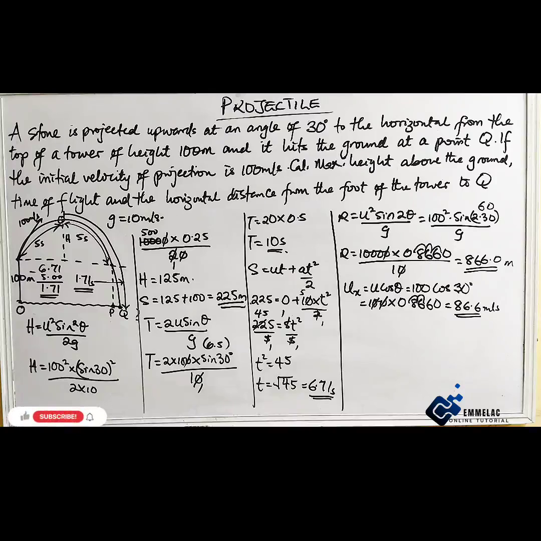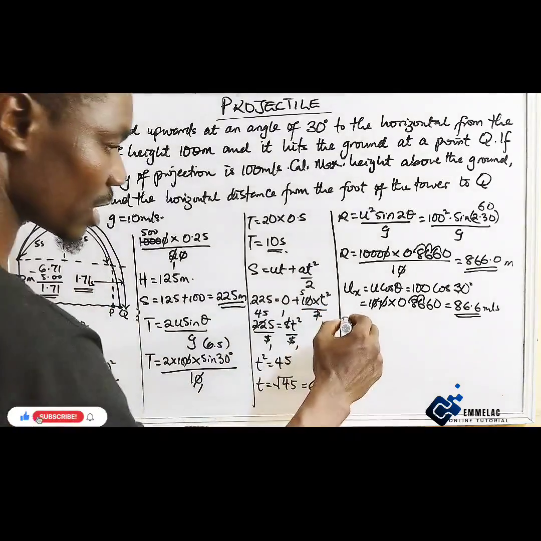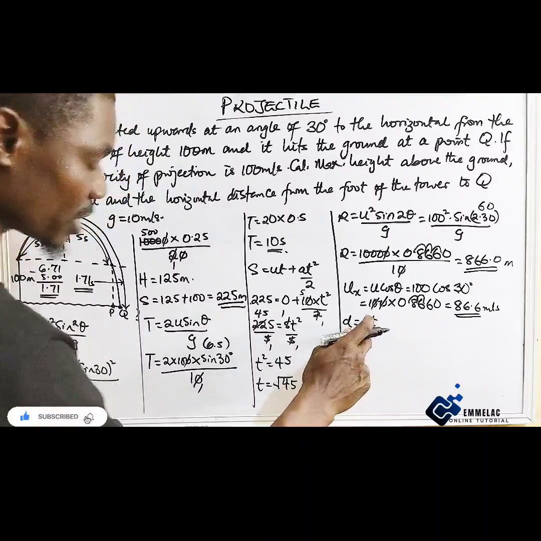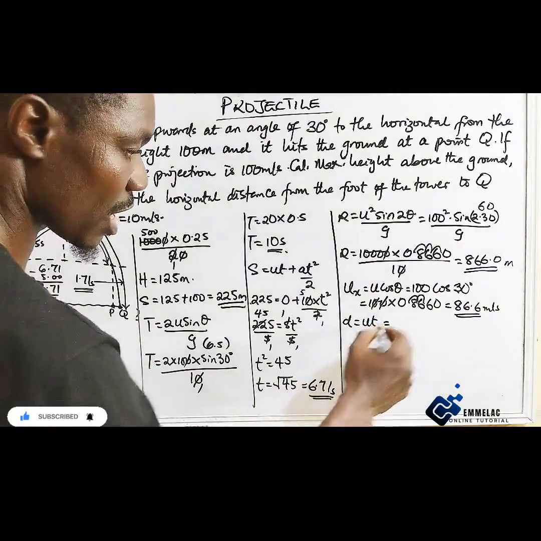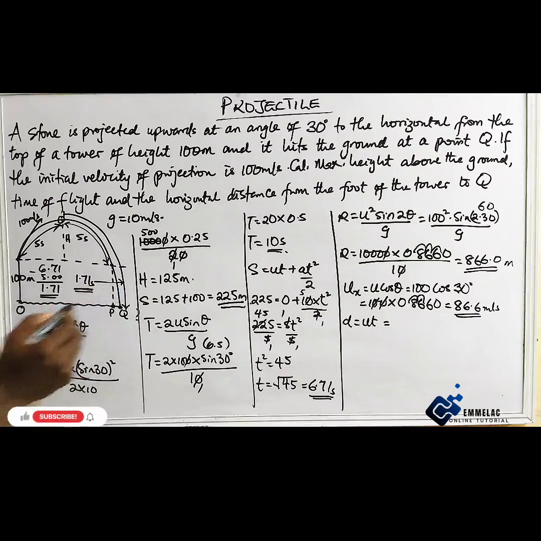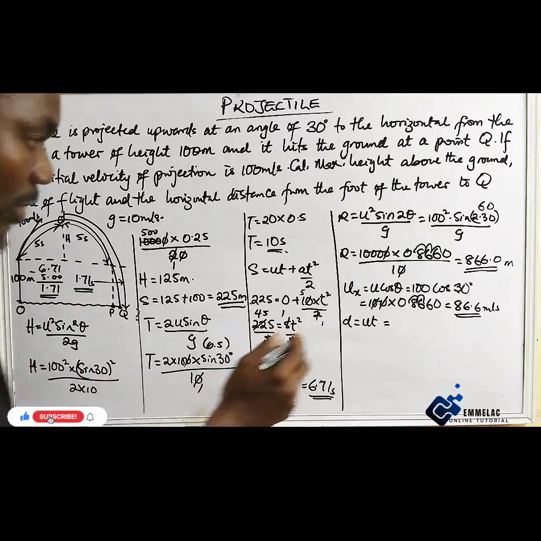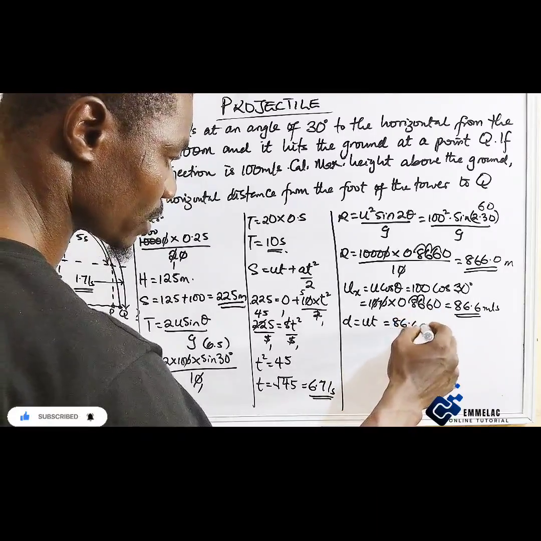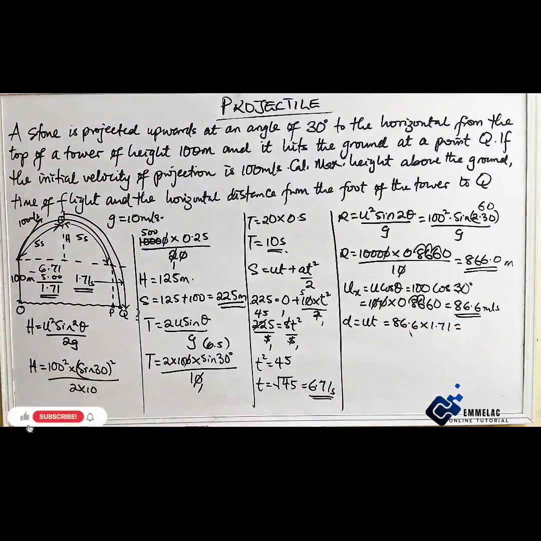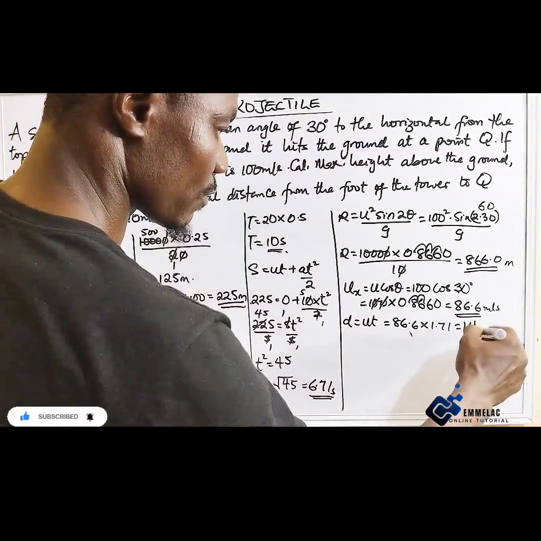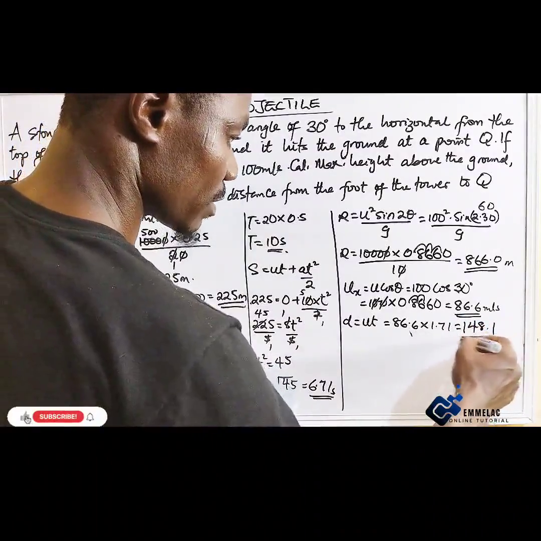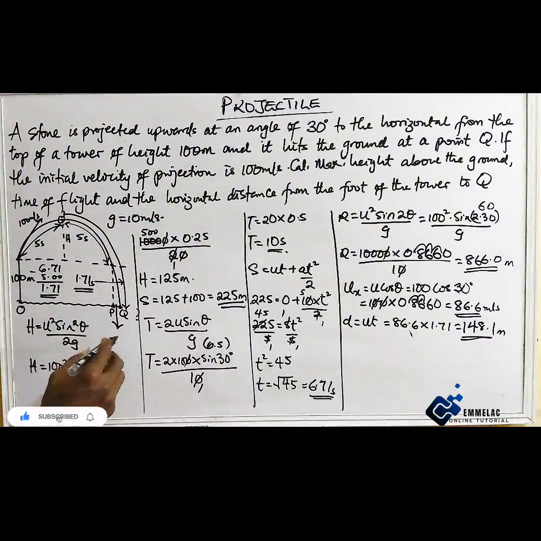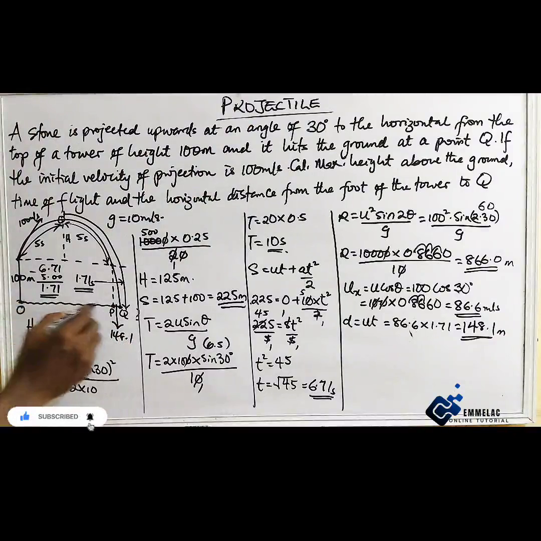Now that we've gotten the range from here to here, we've gotten the horizontal velocity. What we need to do now is calculate the distance from here to here. The distance will be, take note, the horizontal velocity times the time taken from here to here, which is 1.71. So here you have 86.6 times 1.71. Now this should give us approximately 148.1, and here is, from here to here, the same thing as the range.